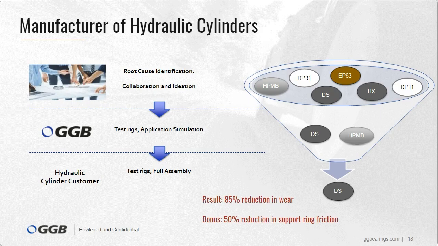And the result of that was an 85% reduction in the wear of that support ring, and no additional wear on the bushing. I think it actually reduced there as well. And as a bonus, we brought the coefficient of friction for that support ring down by about 50%. So not a primary goal of this activity, but certainly something nobody's going to complain about.